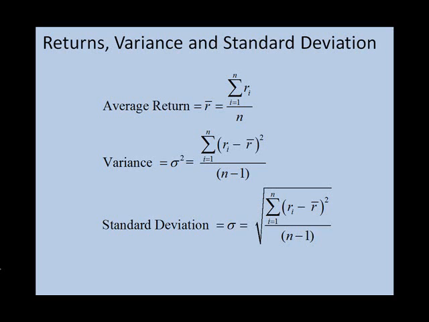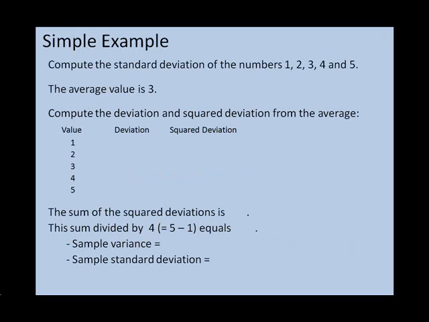We will apply these concepts in Excel in a couple of minutes' time, but let's work through a simple example just to make sure we're all on the same page. Compute the standard deviation of the numbers 1, 2, 3, 4 and 5. The average value is 3. Now we've got to compute first of all the deviation from the average. In this case 1 minus 3. In this case it's 2 minus 3, 3 minus 3, 4 minus 3 and 5 minus 3.